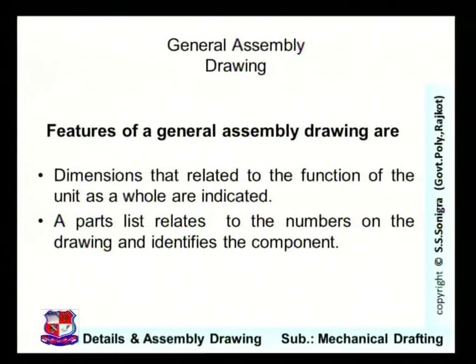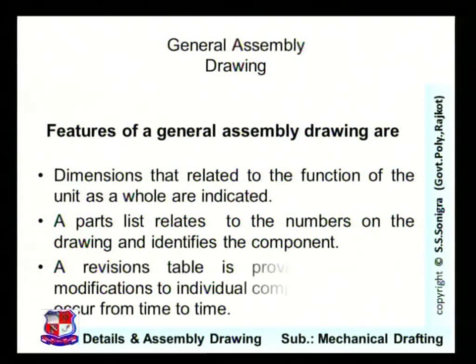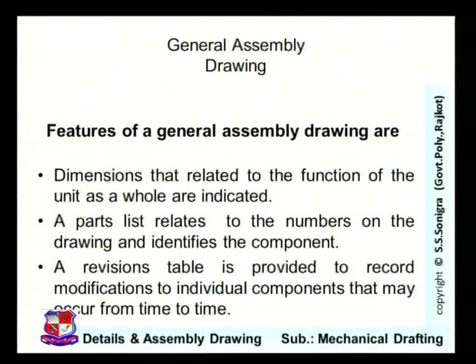identifies the component, and a revisions table is provided to record modifications to individual components that may occur from time to time. It may be needed to revise any dimension, any manufacturing process, or any parameter, as on some date. So those dates and numbers of revisions are mentioned in the revision table, and it is frequently updated as and when needed, from time to time.